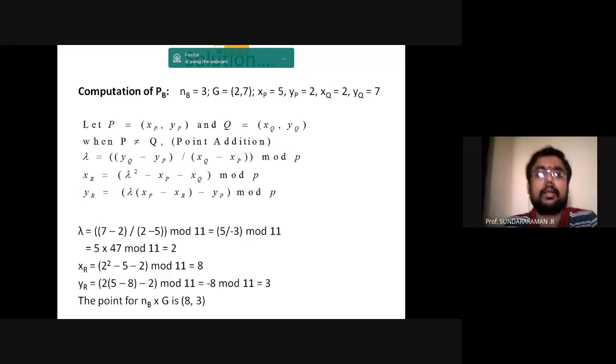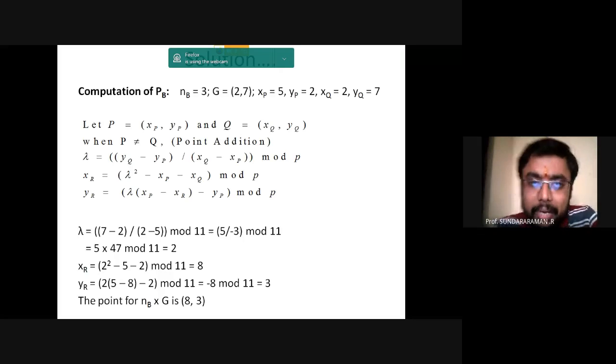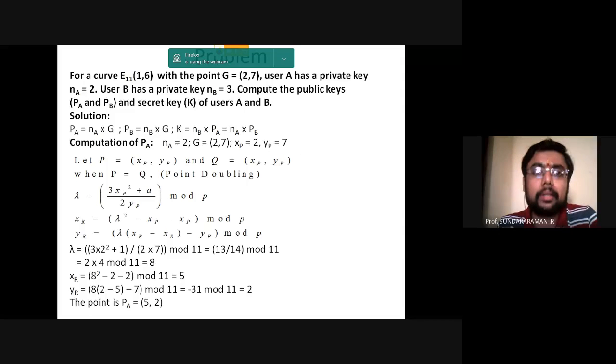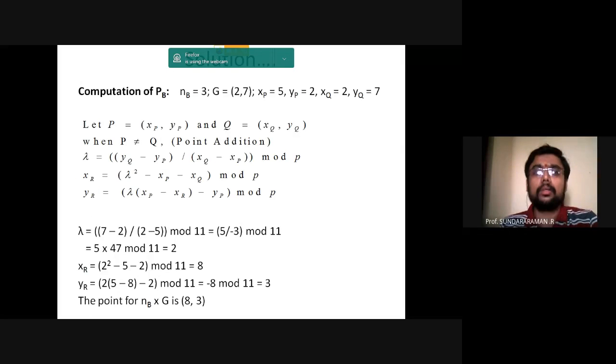And now let us come to user B. Just like user A who computed the public key PA, now user B has to compute his or her own public key. Now look at NB, because as per the problem given, NB is equal to 3. So NB is equal to 3, G is equal to (2, 7). Now what we have to do is 3 into (2, 7), that can be computed by 2G plus G.